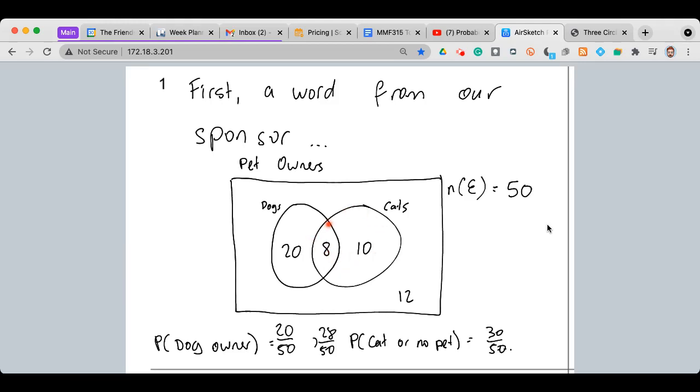So that means there's 18 cat owners and there are 12, again, I said no pet, but that's very exclusive. Just because you own a goldfish or a rock or a heffalump doesn't mean that you don't have any pets, but based upon this premise of just dogs and cats.